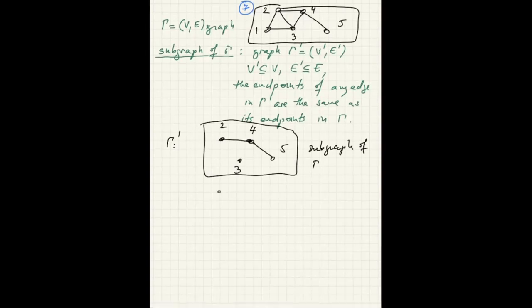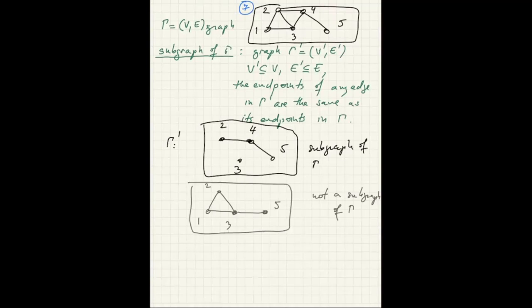Now let me give you something that is not a subgraph. This is not a subgraph of gamma because this edge 3-5 is not in gamma, but it is in gamma double prime. Okay, so that's subgraph.